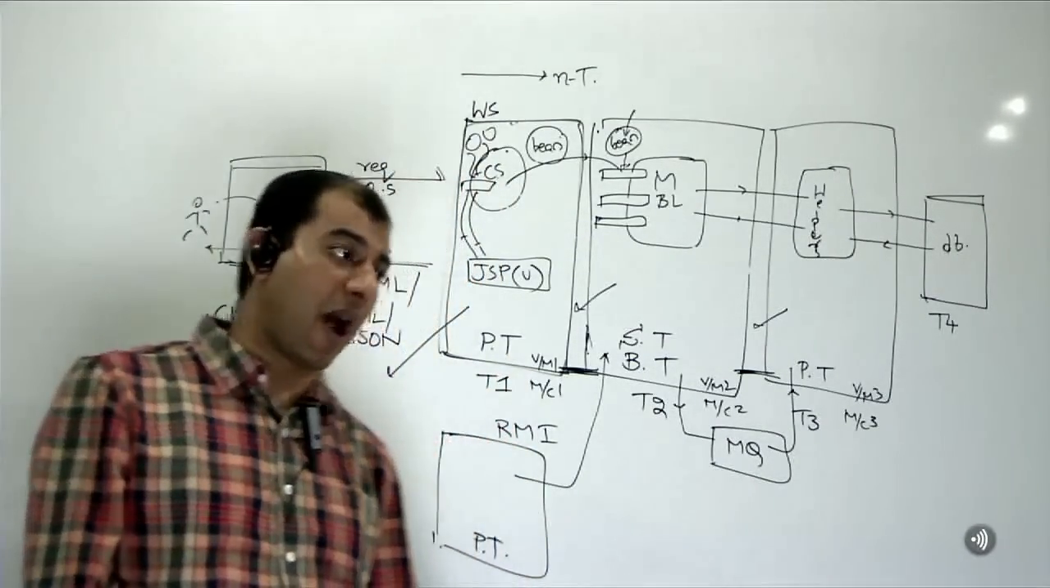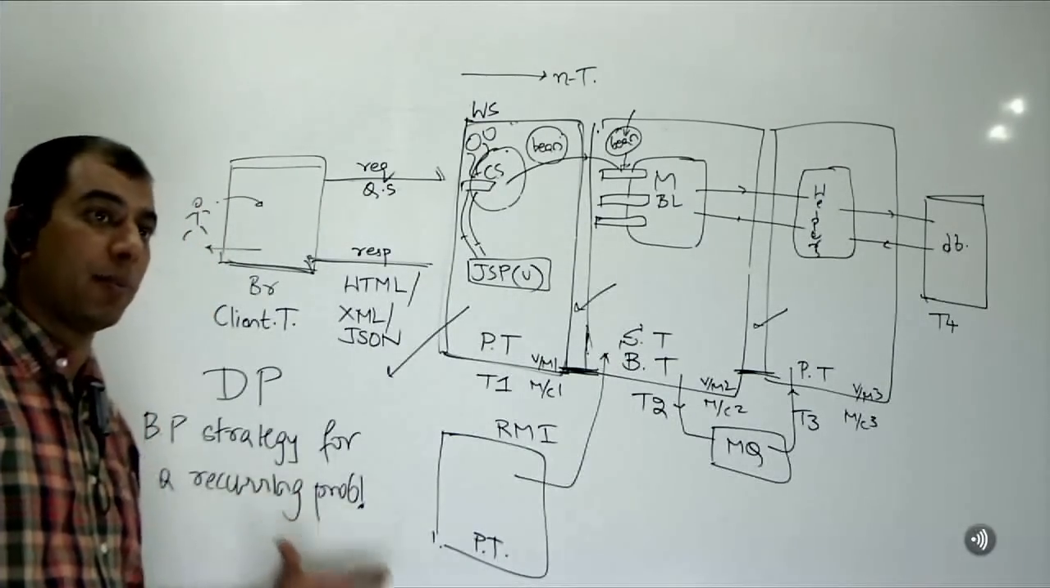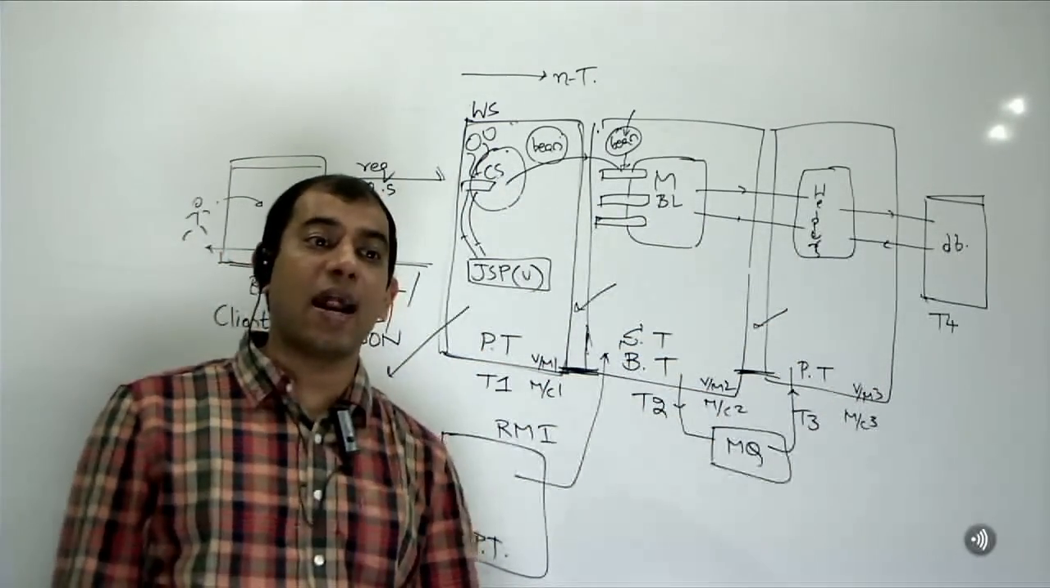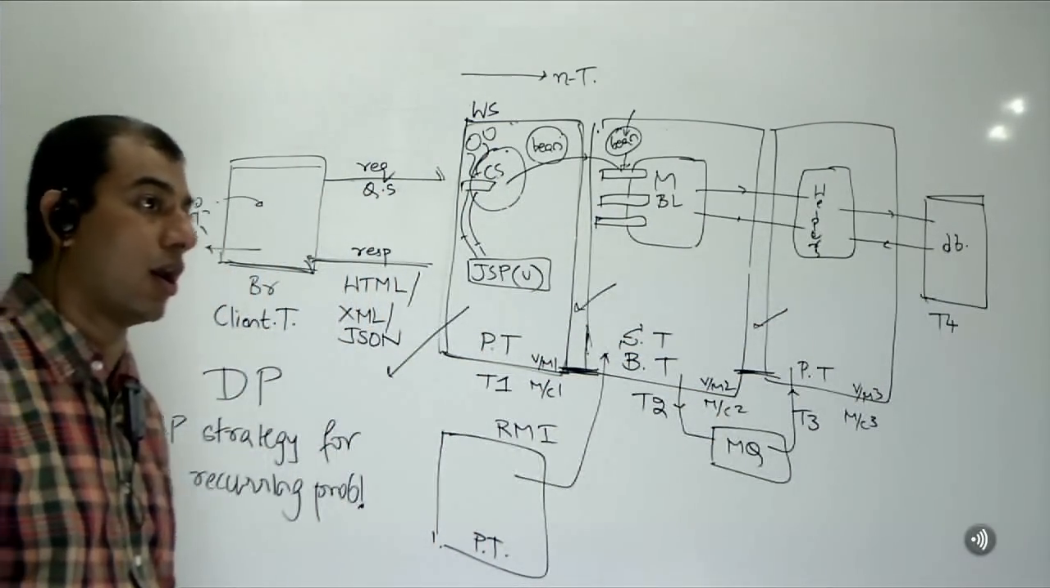Front controller design pattern. Again, the recurring problem that we face is how to ensure that all control goes via a central entity. That is why we implement the front controller pattern.